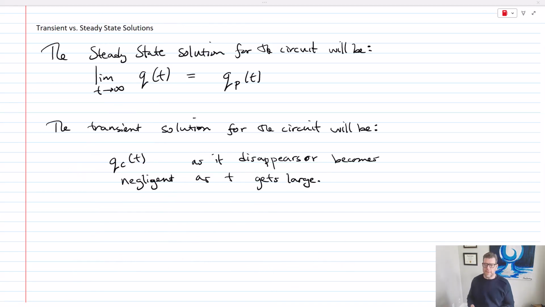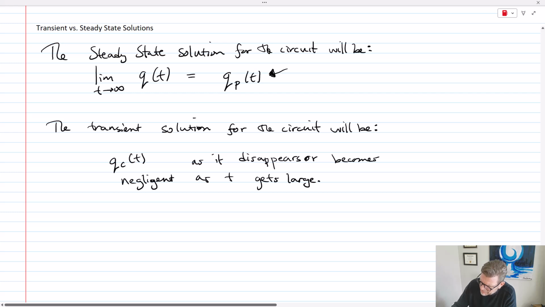The final concept that we want to deal with here is this idea of a steady state solution and a transient solution. Basically, the steady state solution is the limit as t approaches infinity of our differential equation q of t. And for the most part, that's going to end up giving me qp of t. We'll take a look at why that's the case in just a second. It has to do with how we set up the solutions to these particular systems.